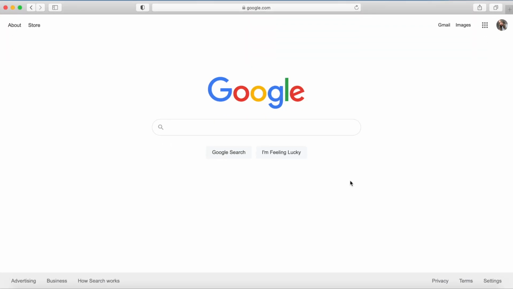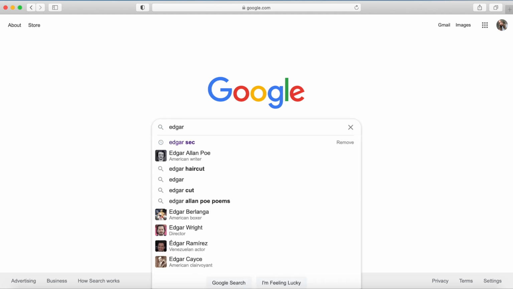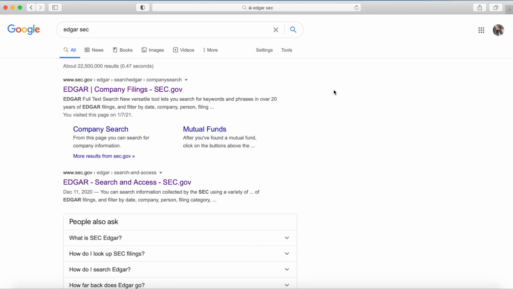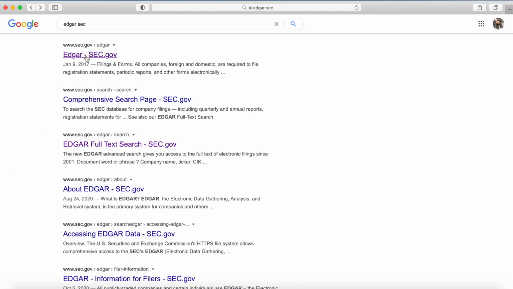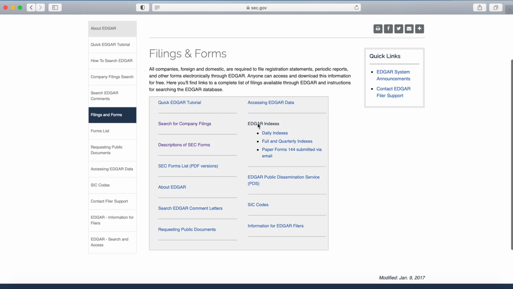The way I like to look up public companies' financial information is through the SEC website. So you can type into Google or whatever search engine you like to use, Edgar SEC. So Edgar is where they file all of their electronic reports and forms. So I'm going to bring you guys to the beginning page. There's a few things that could be helpful for you guys. We're going to go straight here to search for company filings.